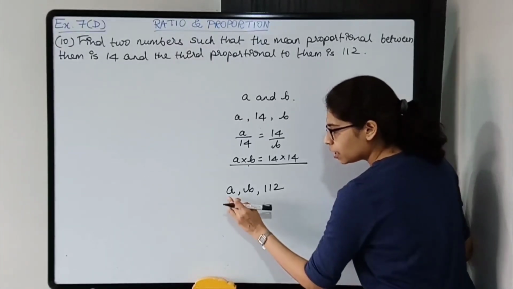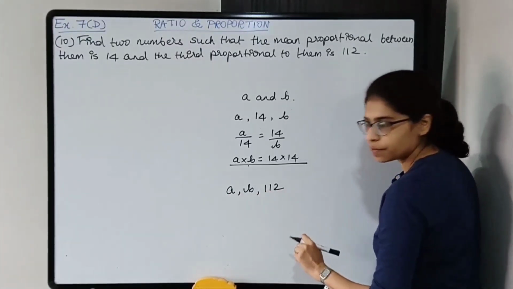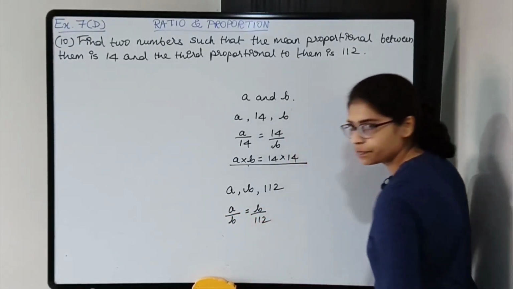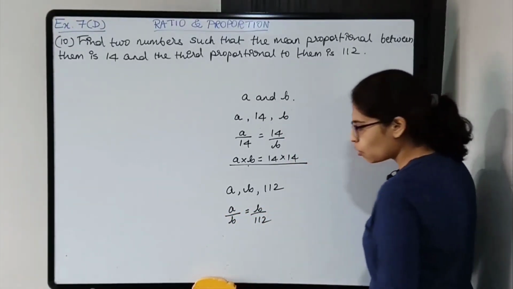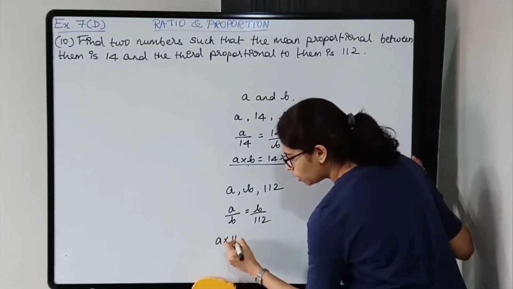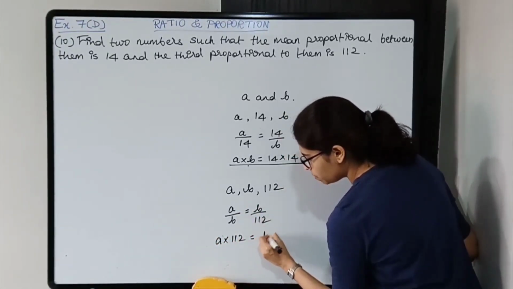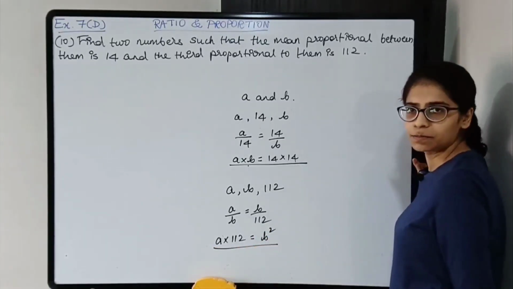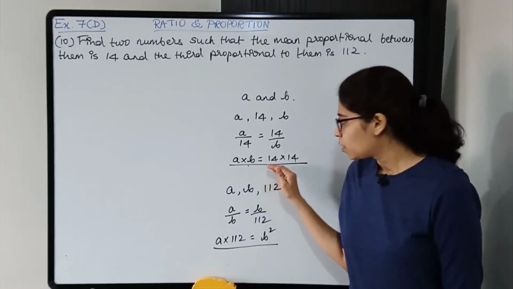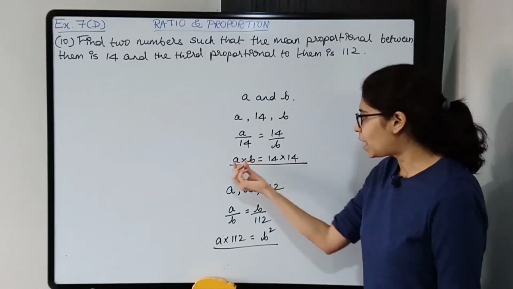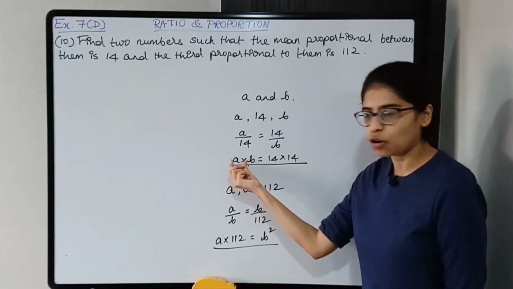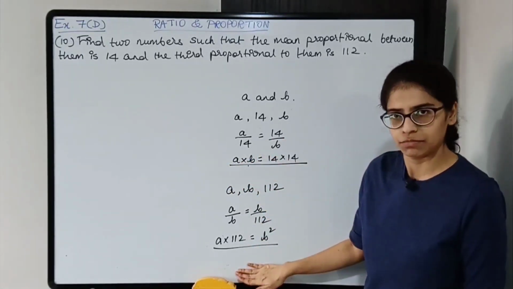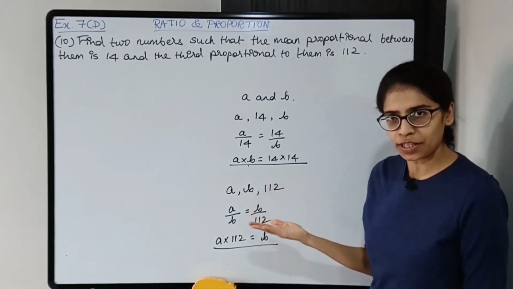So over here again first upon second is equal to second upon third. So a upon b is equal to b upon 112. Cross multiplying, a into 112 is equal to b into b, that is b square. This is what we are getting. Now what I can do is substitute the value of a or b from here to here.